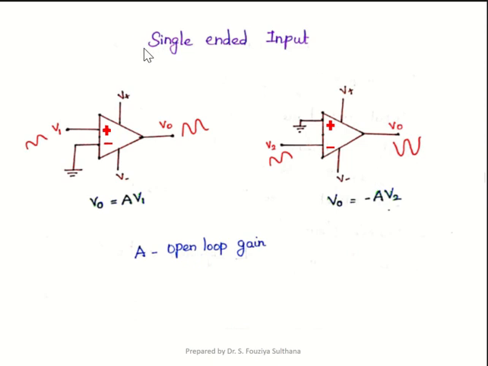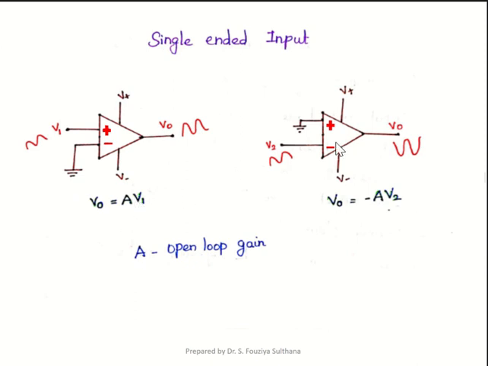There are some input modes in the op-amp. If the input signal is applied to any one of the input terminals and the other input terminal is connected to ground, it is said to be operating in the single-ended mode. When the input signal is given to the non-inverting terminal, at the output we will get the amplified version of the input signal which is in phase with the input signal. Here the gain of the op-amp is represented by A. So V0 equal to A into V1.